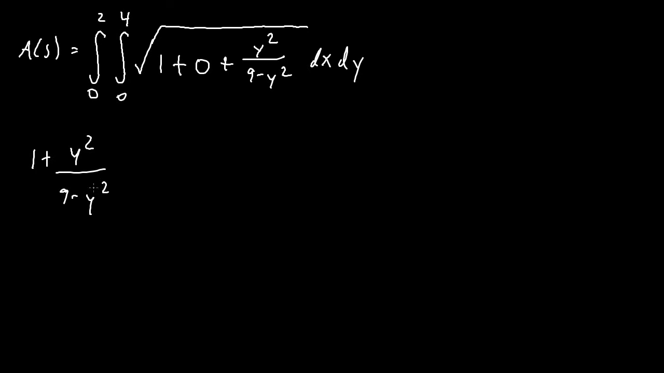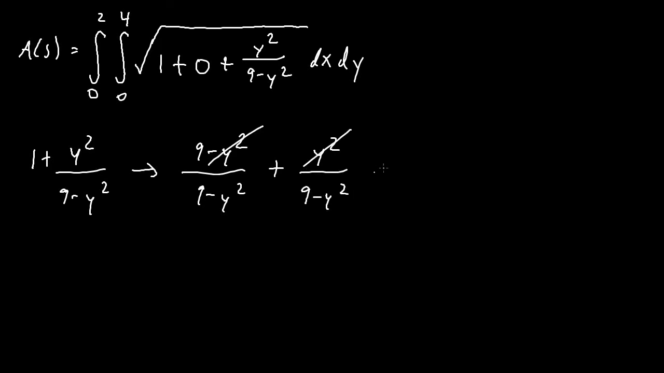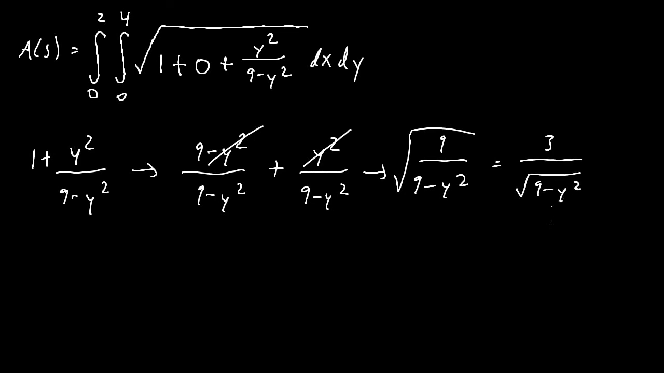So I'll go ahead and combine these two terms together to create one whole fraction. I'll change 1 to be 9 minus y squared over 9 minus y squared. Now that we have common denominators, I can add the numerators. So negative y squared plus y squared will cancel, so we're left with 9 over 9 minus y squared. Now realize that we do have a radical on the outside, so if we take the square root of the entire thing, the square root of 9 is 3, so we have 3 on the top, and the square root of 9 minus y squared in the denominator.